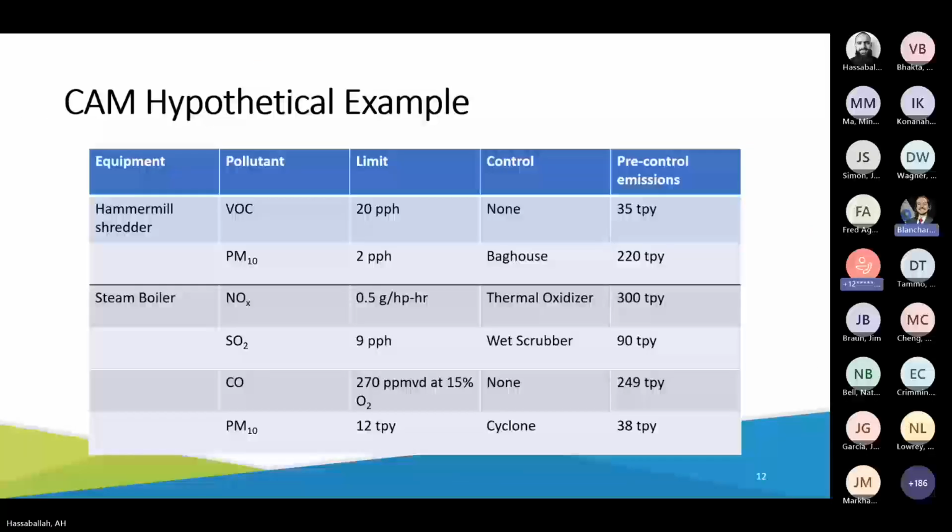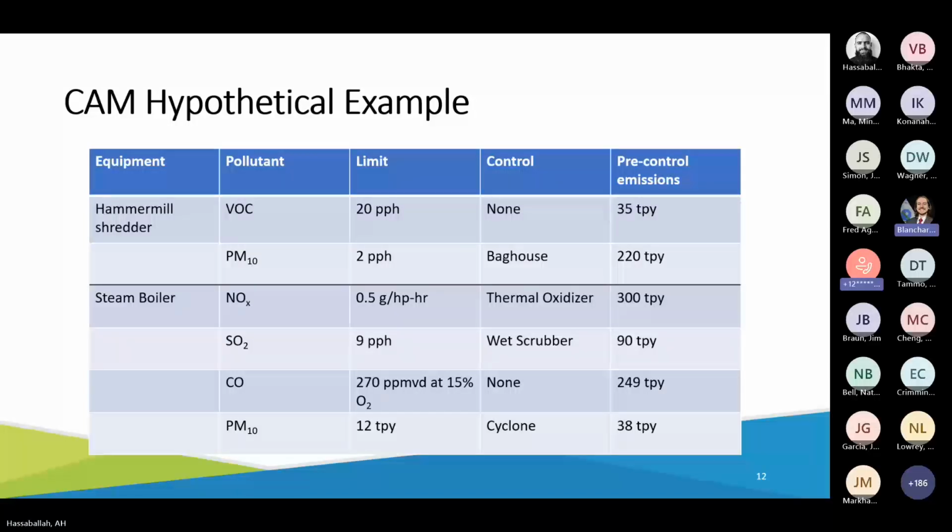So here's a little hypothetical example just to get started. We have two emission units: a hammer mill shredder and a steam boiler. The hammer mill shredder has two pollutants, VOC and PM10. The boiler has four: NOx, SO2, CO, and PM10 as well. So looking at this from a basic CAM standpoint, the hammer mill shredder is divided into two pollutant-specific emission units. One is the VOC, and the second is the PM10.